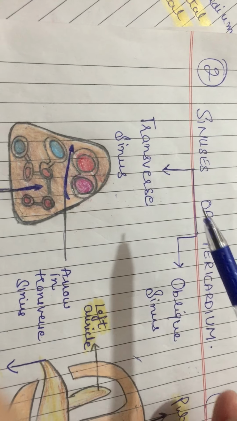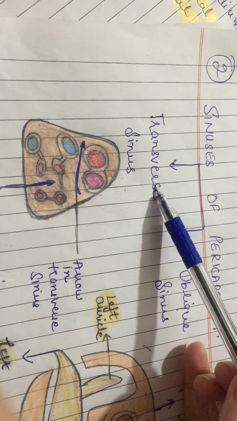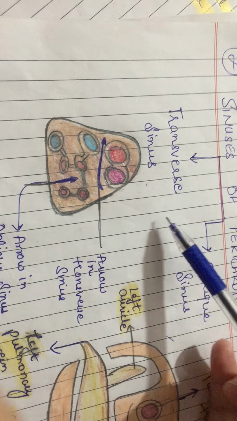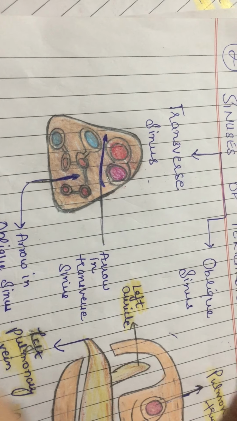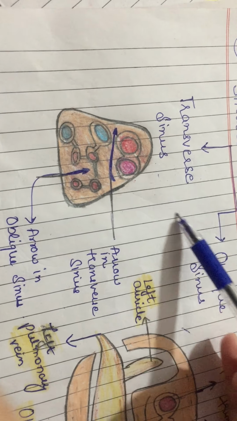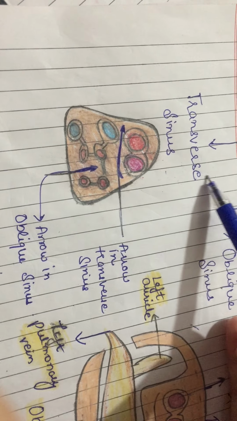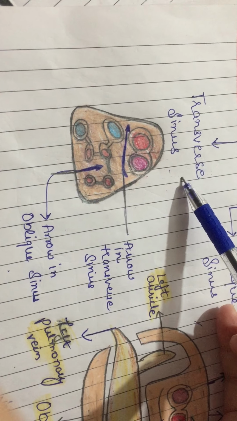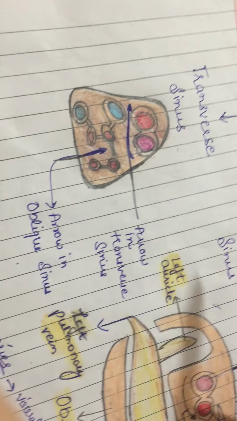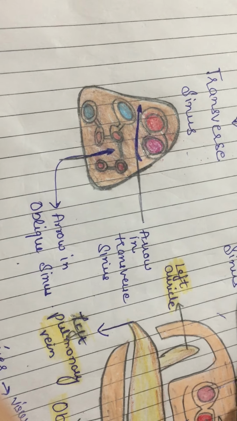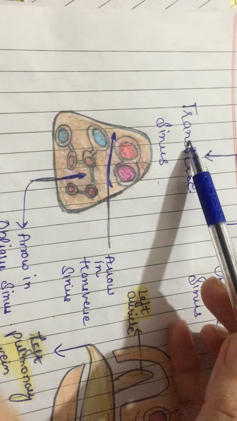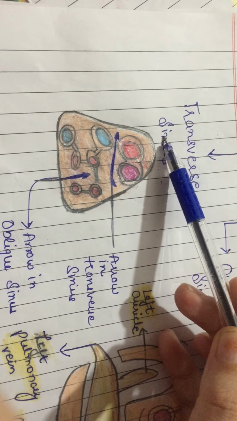As we were discussing the sinuses of the pericardium, we have two sinuses, the transverse sinus and the oblique sinus. What is a sinus actually? It is a potential space in the serous pericardium, right? The intervisceral space is called the transverse sinus, and the pretovisceral space is called the oblique sinus, right? Pretovisceral space is the oblique sinus, intervisceral space is the transverse sinus.